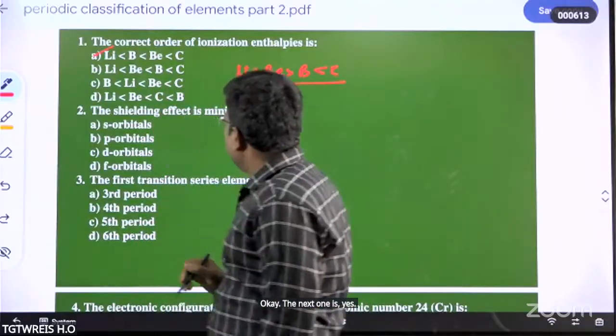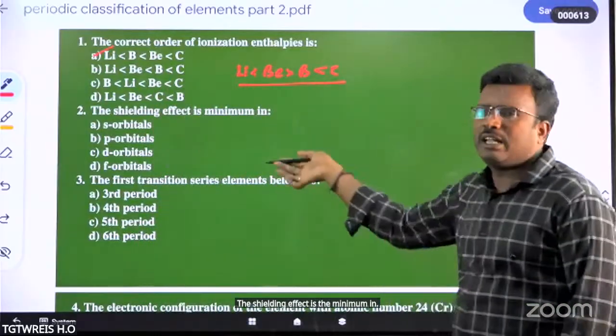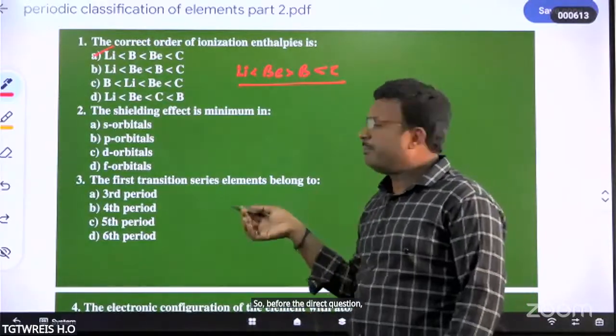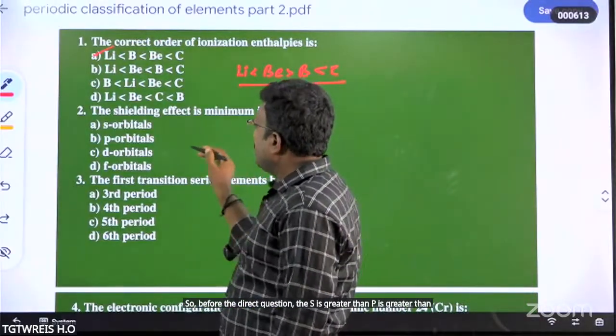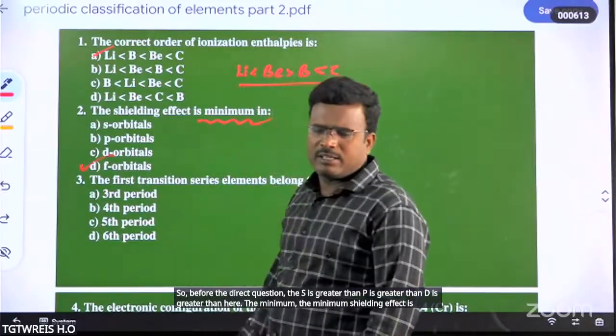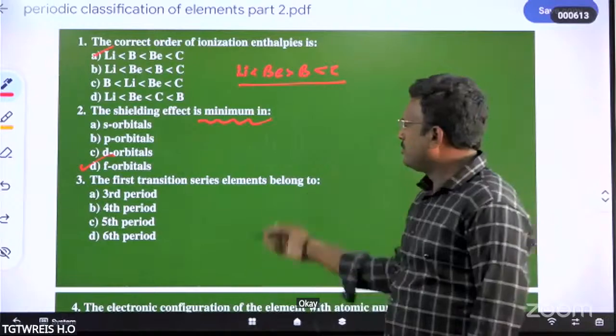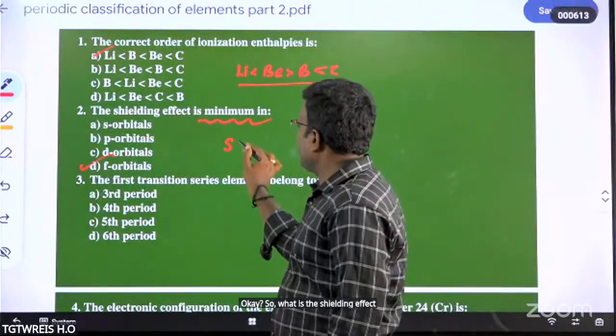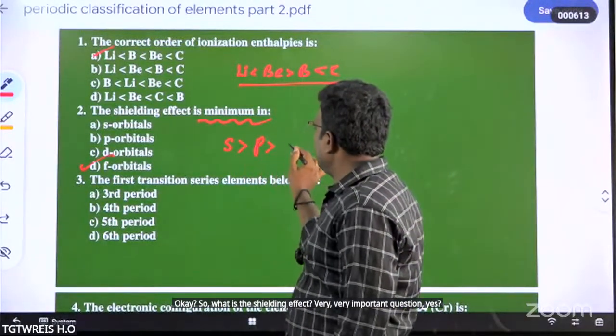The next one: the shielding effect is the minimum in which? Before, the direct order was S is greater than P is greater than D is greater than F. The minimum shielding effect is in F. So what is the shielding effect? A very, very important question. S is greater than P is greater than D is greater than F.